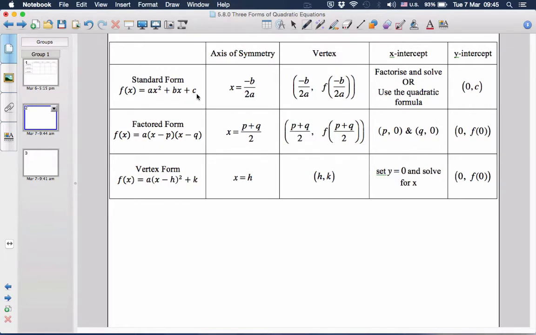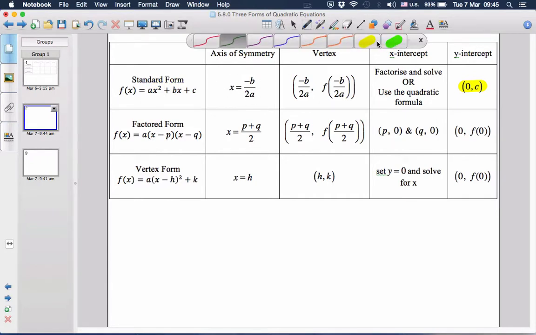Well, the easiest thing is, of course, the y-intercept, because y-intercepts happen when x is 0, and if you were to substitute 0 for x, the first two terms will go away, and you will have c left. So 0 comma c will be your y-intercept. Good. And the axis of symmetry, do you have to memorize that formula? This formula will be given to you.